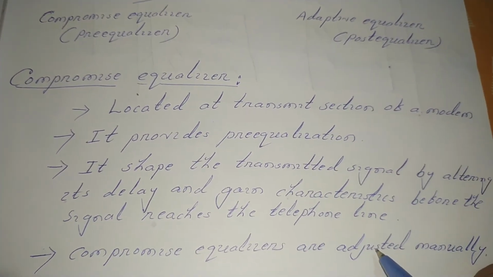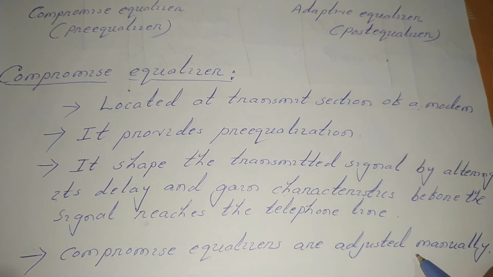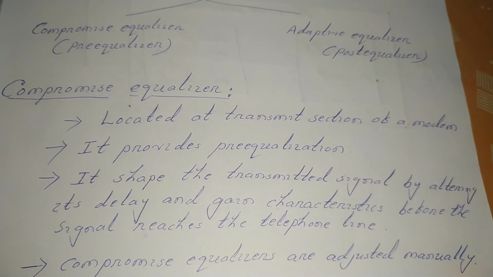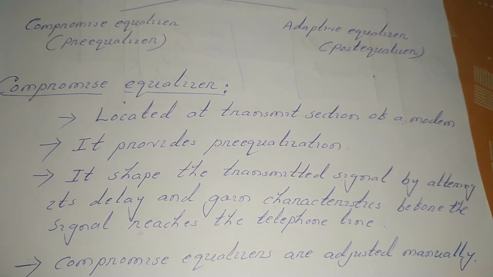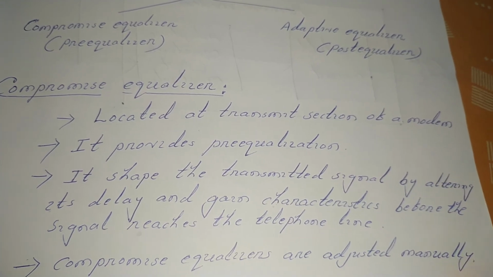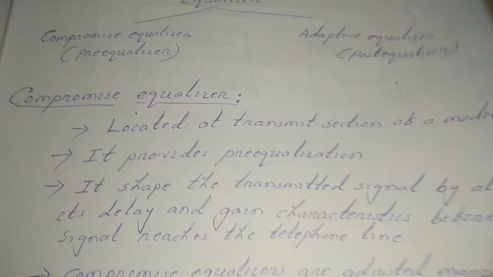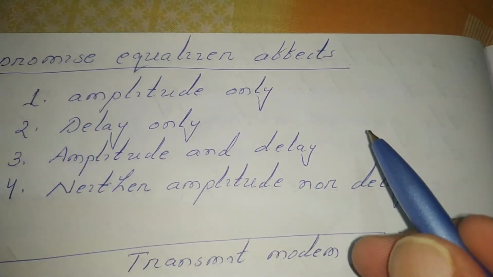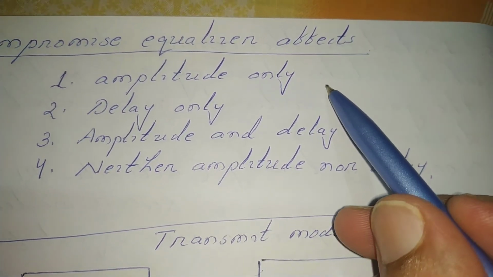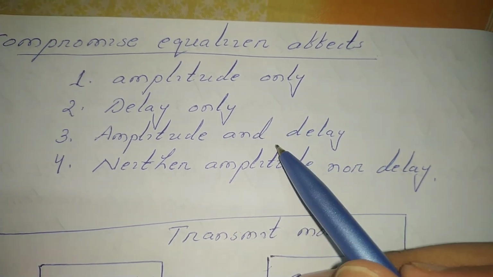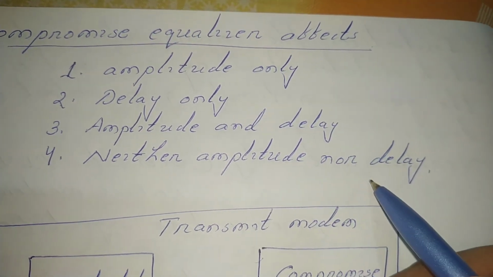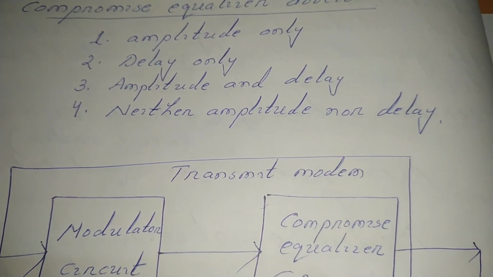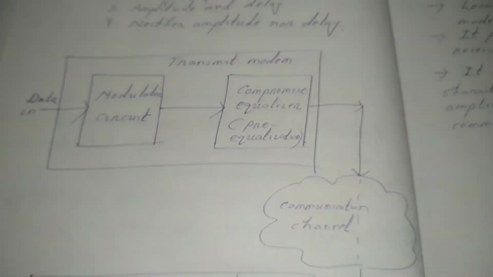But the thing is that the compromise equalizer is adjusted manually. Manual adjustment is needed. So the settings cannot be altered automatically. Manually you have to adjust the settings. Next, the compromise equalizer affects either the amplitude of the signal or delay, or amplitude and delay both, or neither amplitude nor delay. If no distortion is there, then no need to affect what? Amplitude and delay.